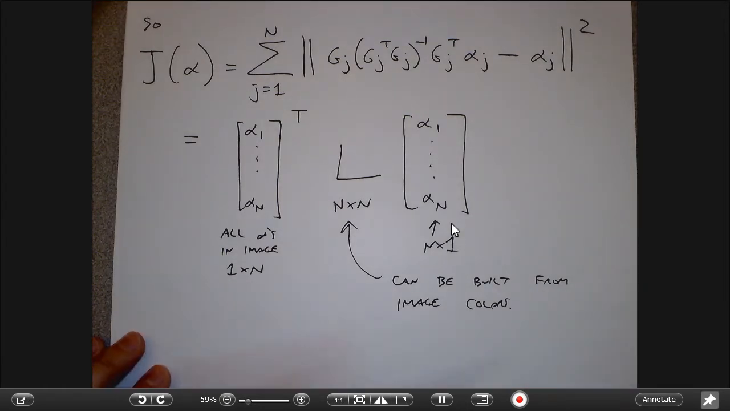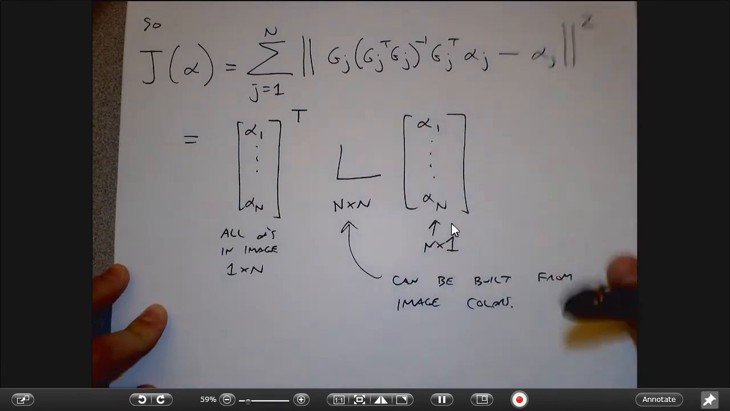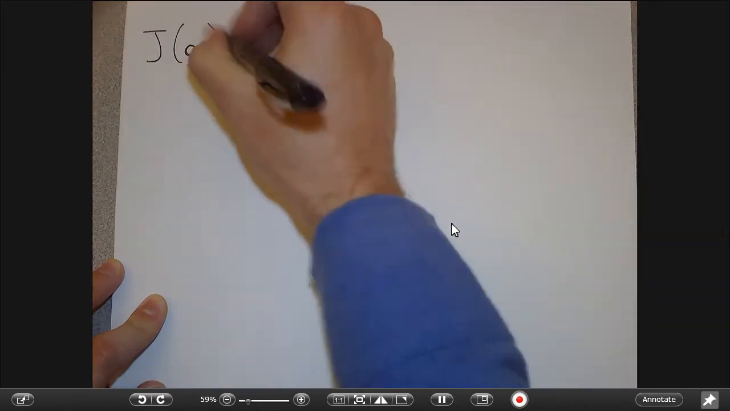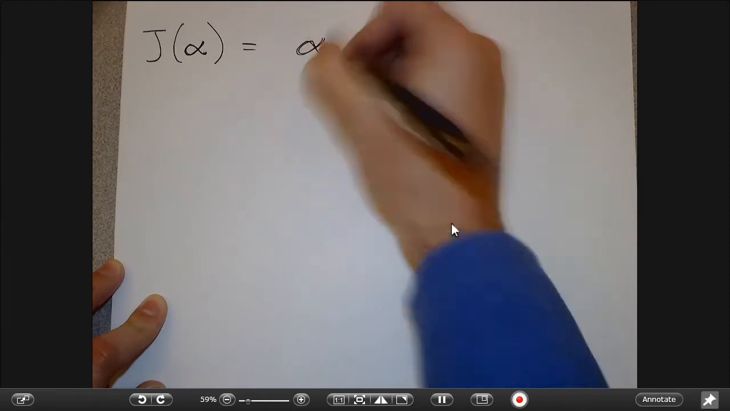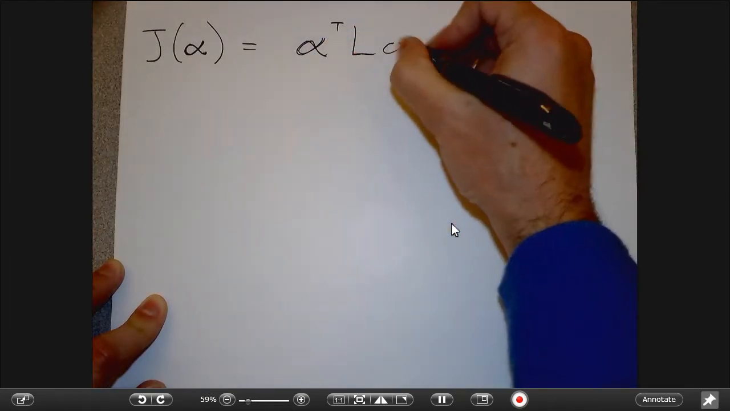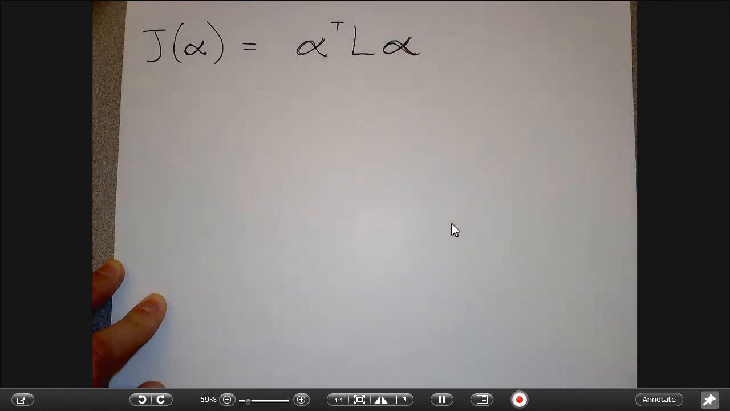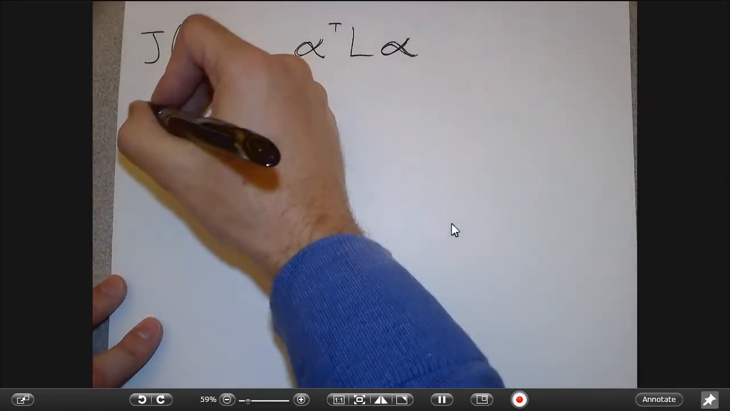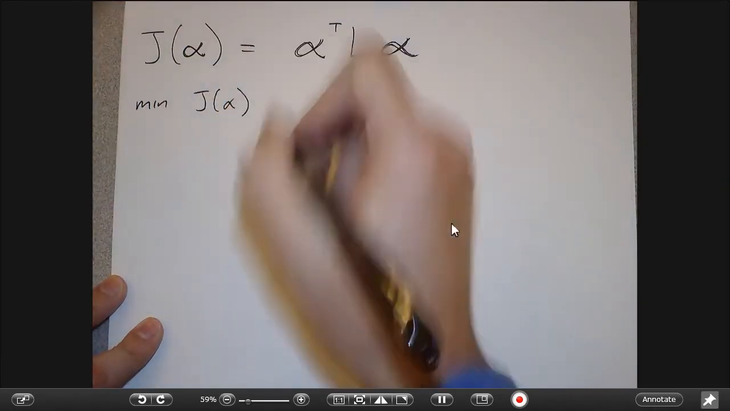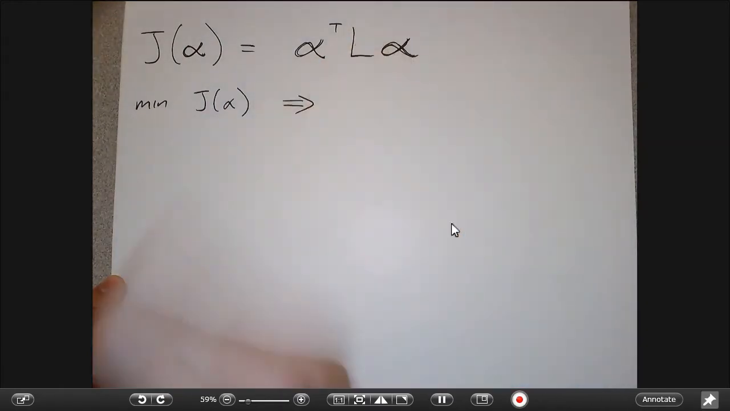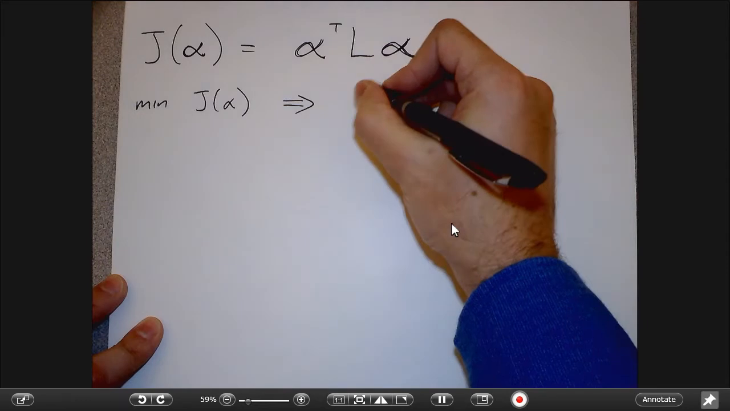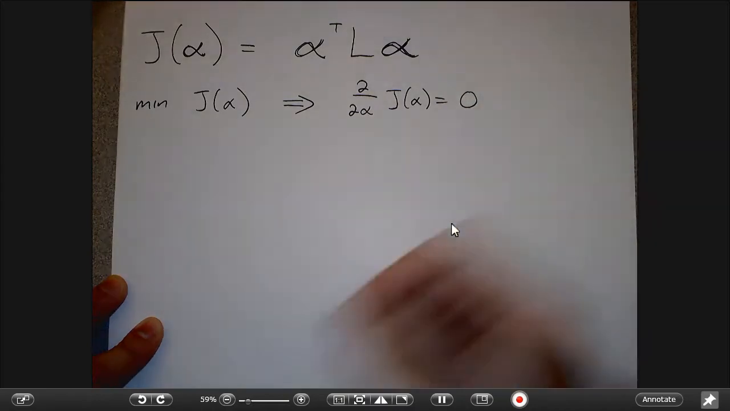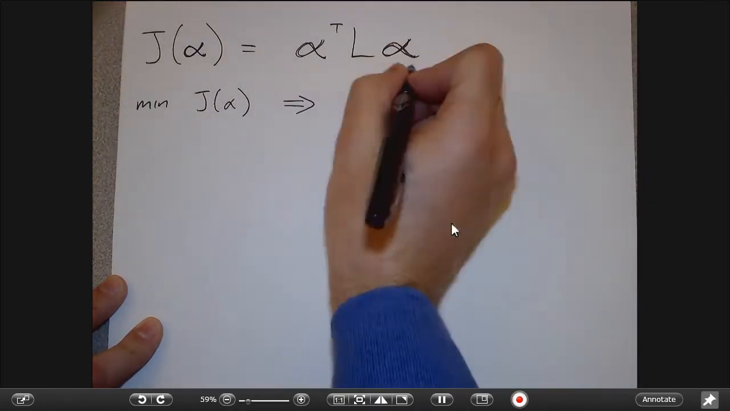So again, if I was going to write this in a vectorized form, if I make this bold alpha, which is basically the vector of all the alphas, my problem now looks like this. And that's a really easy problem to solve, right? So if I want to minimize this thing, how do I do that? Well, just like with any minimization problem, I take the derivative with respect to alpha, and I set it equal to 0. What do I get when I take the derivative of this and set it equal to 0?